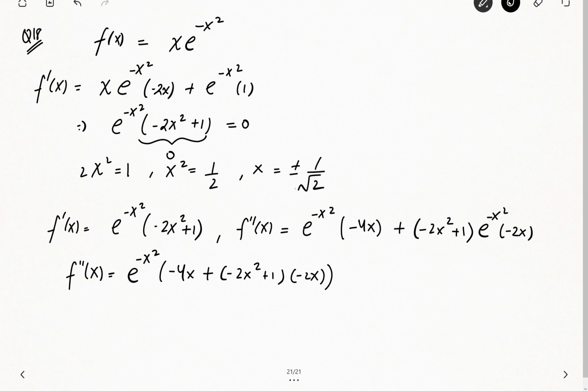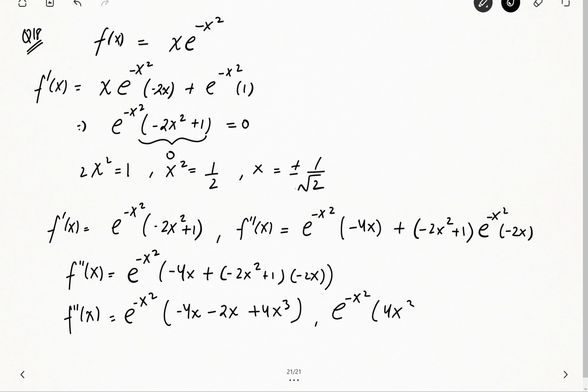So now we have to check what's happening to the function at those points. So let's expand it a bit and see where this whole thing is. We get negative 4x, you have negative 2x, and a positive 4x cubed with that. So it's e to the negative x squared times 4x cubed minus 6x.